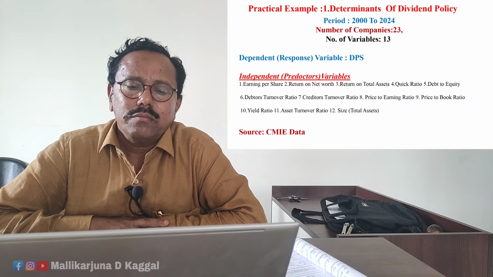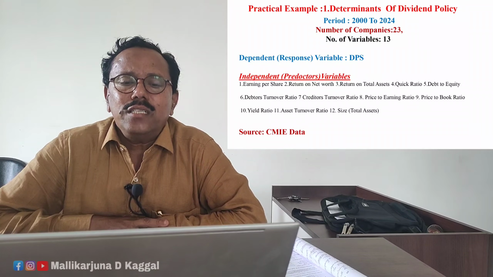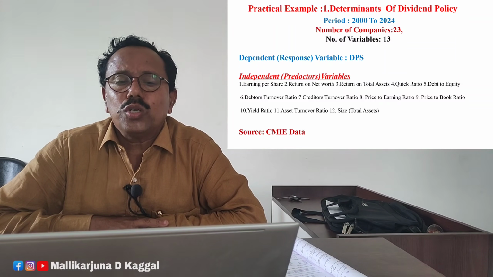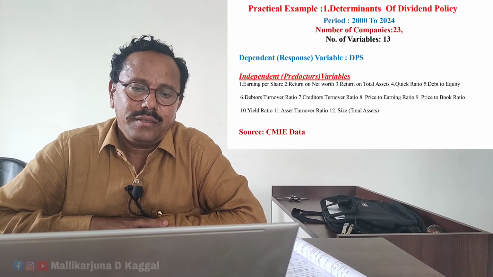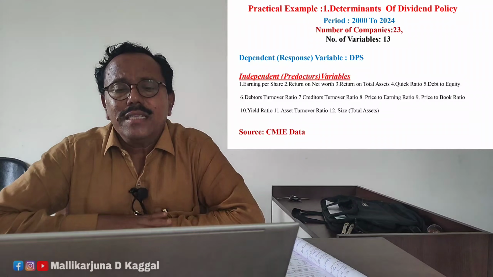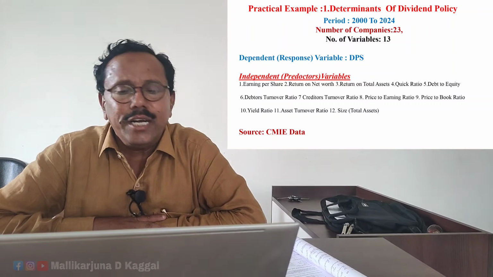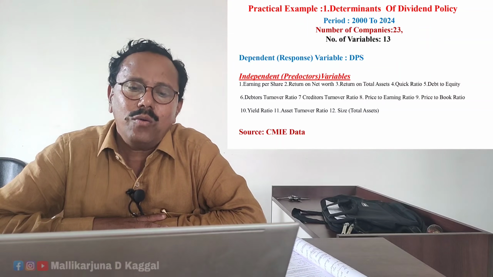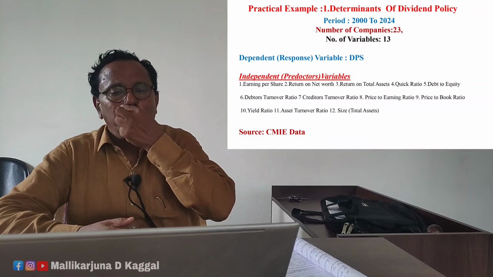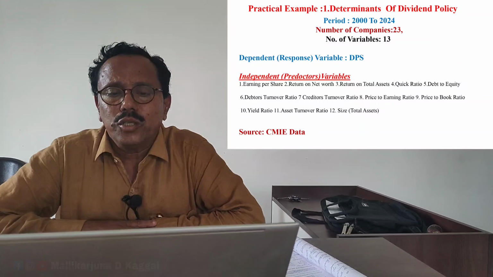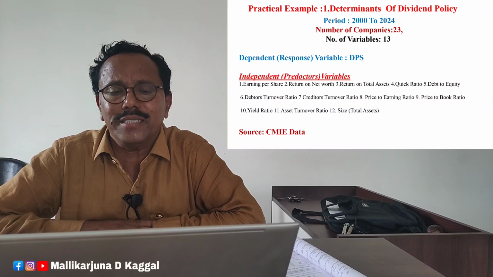Now I took the data for this estimation. The data is for a period of 2000 to 2024, around 15 years of annual data. I have taken 23 companies. These are all BSE Sensex companies. Out of 30, 7 companies related to finance and banking were eliminated because of non-availability of some variables. I have taken only 23 companies' data.